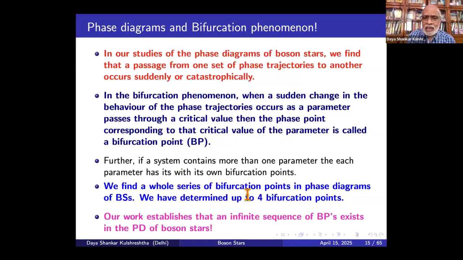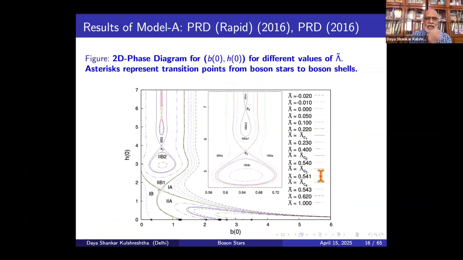In our model that we consider, we obtain up to 4 bifurcation points. However, in the entire series of papers, we eventually establish that an infinite sequence of bifurcation points exists in the phase diagram of the boson stars. Also, if a system contains more than one parameter, then each parameter has its own bifurcation points. Now, let me show some results.